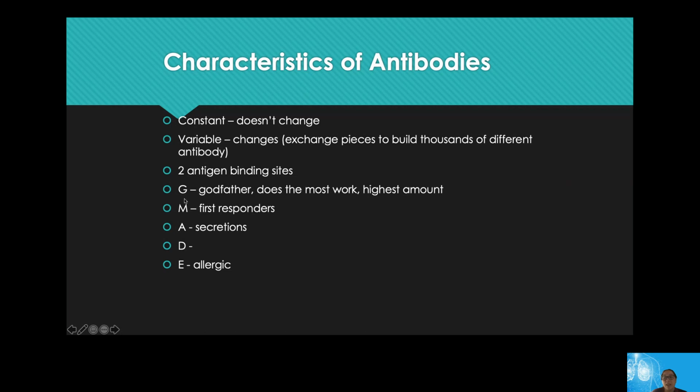IgG antibodies, I can kind of think of them like the Godfather. These guys are the antibodies that do the most work in the body. They're also the ones we find in the highest amount. So they really handle a lot of your immune response.